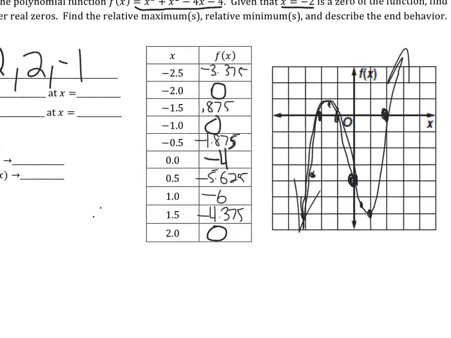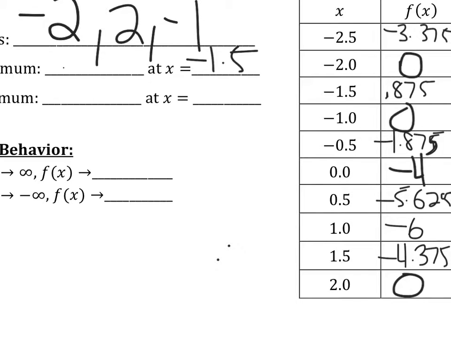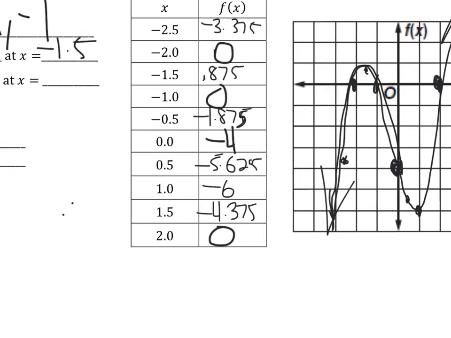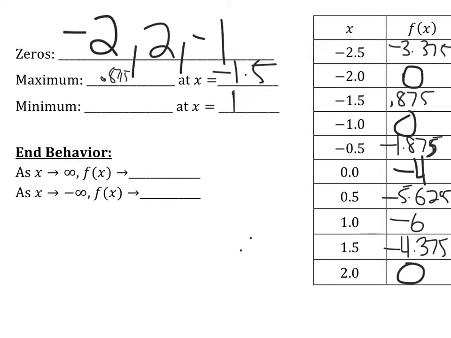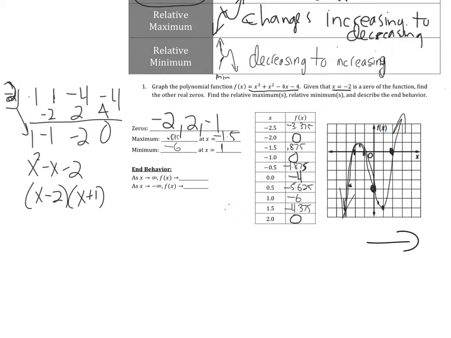When I look at this, my maximum is going to be about at negative 1.5, and that's going to be 0.875. My minimum over here is going to be at 1, and that's going to be at negative 6. So end behavior. End behavior is what happens as I go this way and this way.